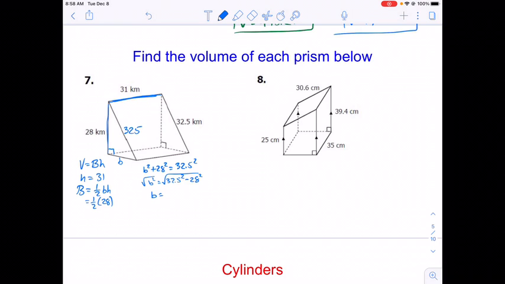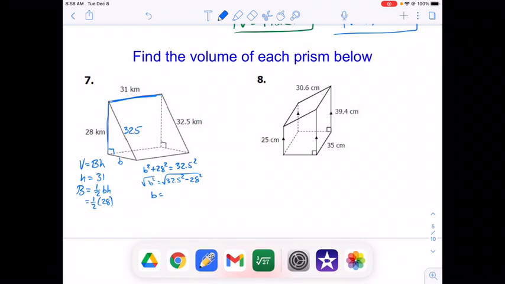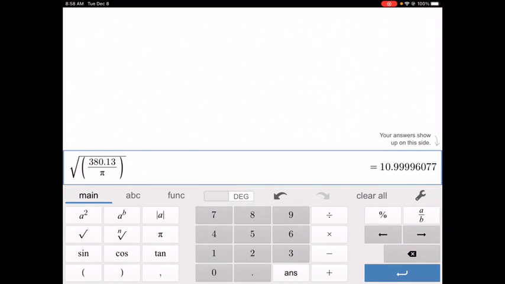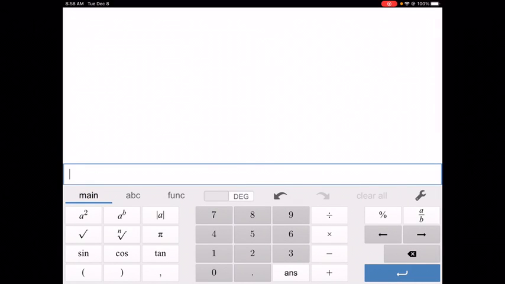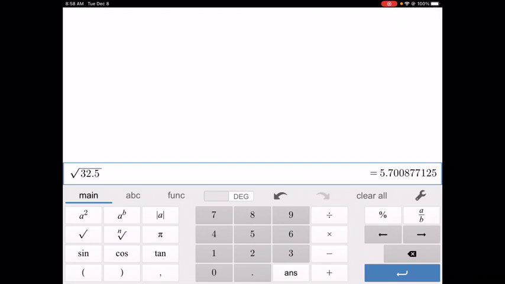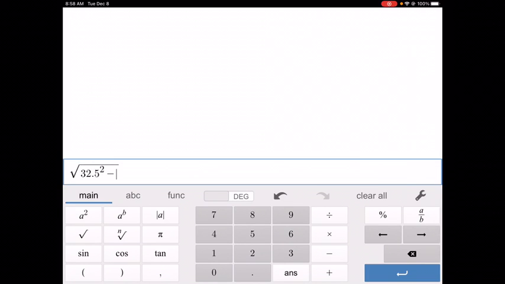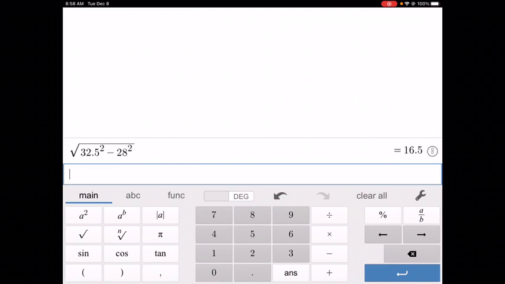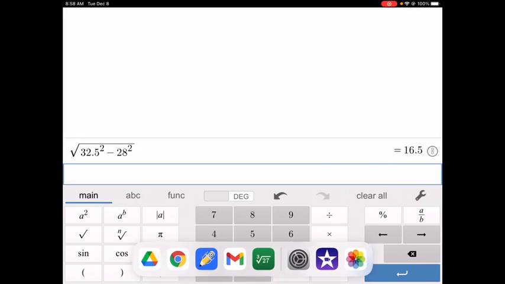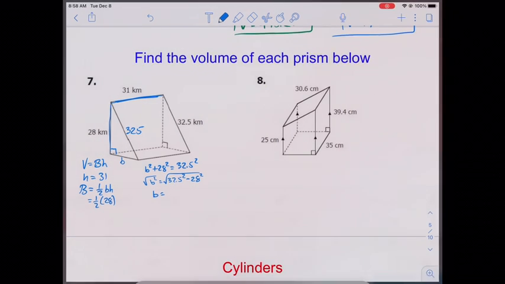So in our calculator, our base is equal to, I'll show you here. So let's clear that. We're going to have the square root of 32.5 squared minus the 28 squared, and that gives us 16.5. And it already does the square root, so the length of our base is going to be 16.5.